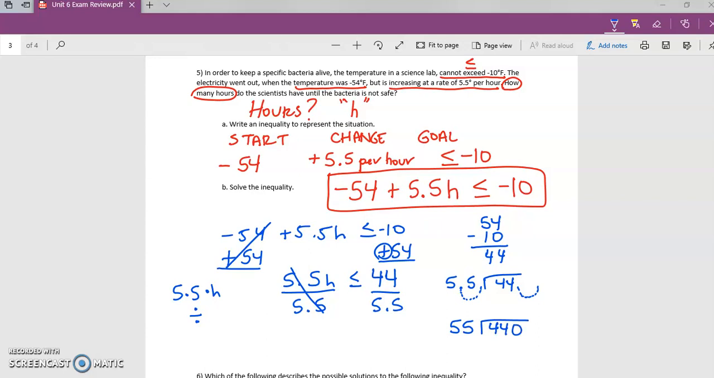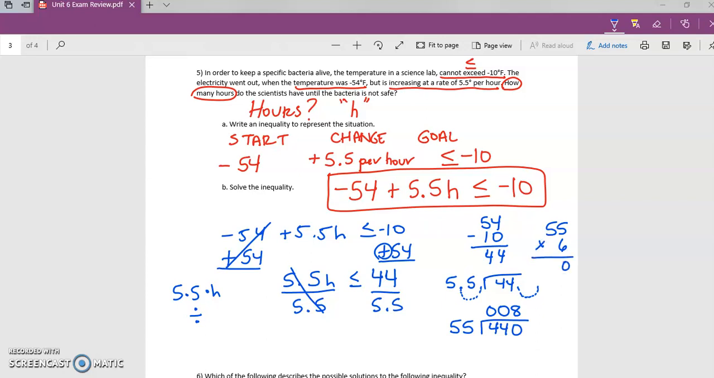So 55 goes into 4 0 times. 55 goes into 44 0 times. But 55 goes into 440 8 times. And again, I've already worked out this problem, but you guys can try it. Just say, okay, what's 55 times 6? Let me see what that gives me.